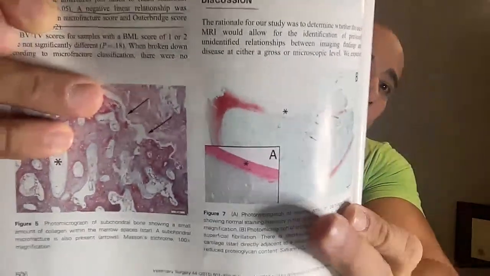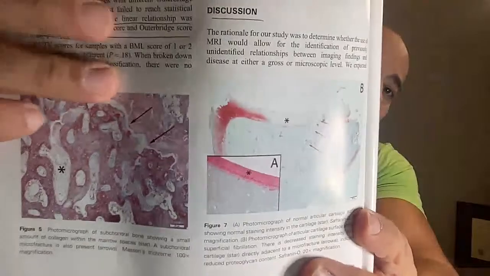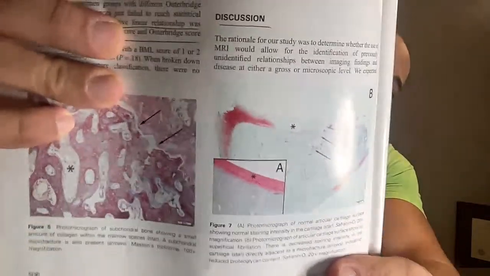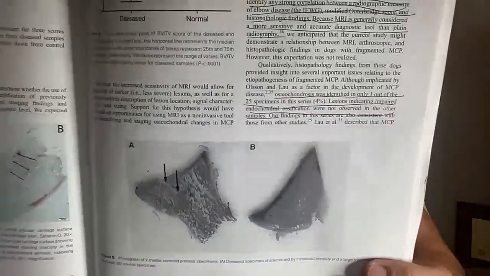And then this next one here, A is normal. You can see a nice pink straight line, but then up here where the asterisk is, you lose that pink line. So there's loss of tissue with diseased elbows. Okay. Oh, and then this is pretty cool here. It shows you obviously A is abnormal, B is normal for the medial coronoid process.